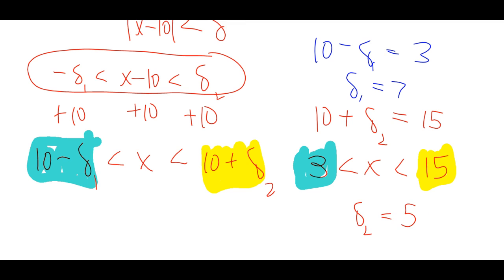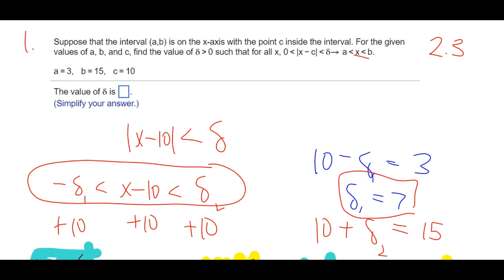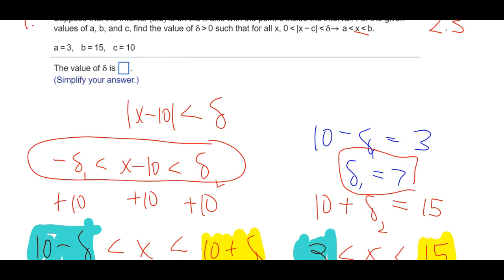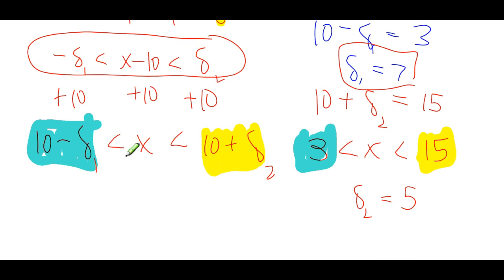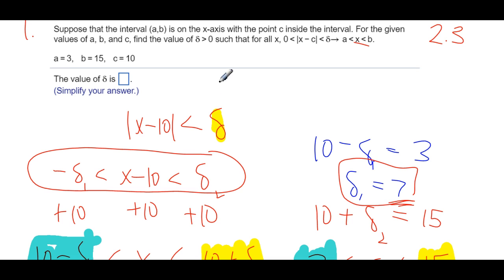Alright, now those are my two candidates for this delta in the problem. This is what we're trying to find, is this delta. And what this is telling me is it could be 7 or it could be 5. Those are my two choices. Well, I'm going to pick the larger of the two. I'm going to pick the 7 and show you what happens. If I pick 7 for delta, that means that this is a 7. And so I get the absolute value inequality: the absolute value of x minus 10 is less than 7.